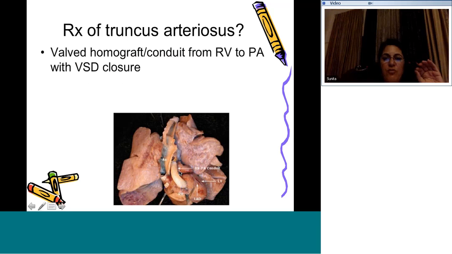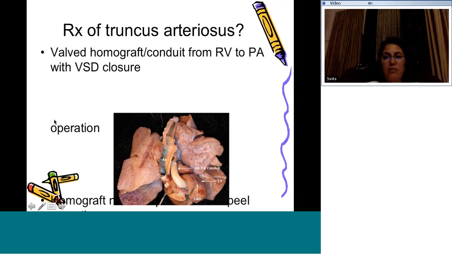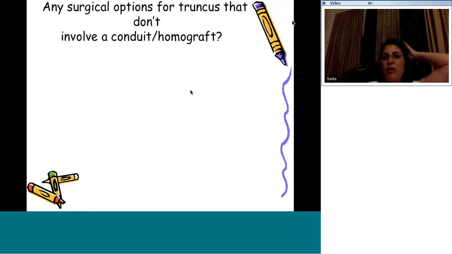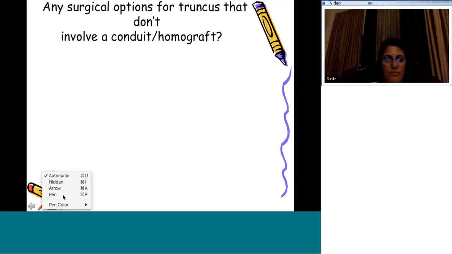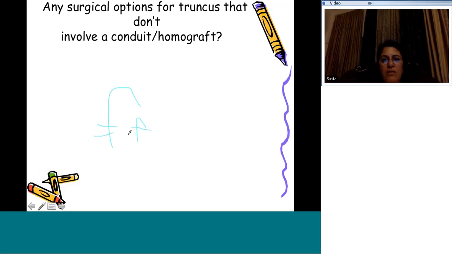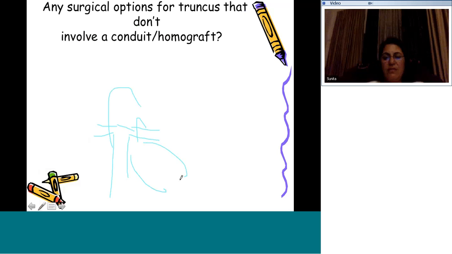Now, is there any operation? So, a valved homograft from RV to PA with VSD closure. And you're going to have to redo the homografts in the future as the baby grows. Now, is there any surgical option for truncus that does not involve a conduit? So, your PAs are coming here, right? You took them and you connected them by a homograft, right? So, yes, you close the VSD and if you don't want a homograft, you can take the PAs and directly put them onto the RV.